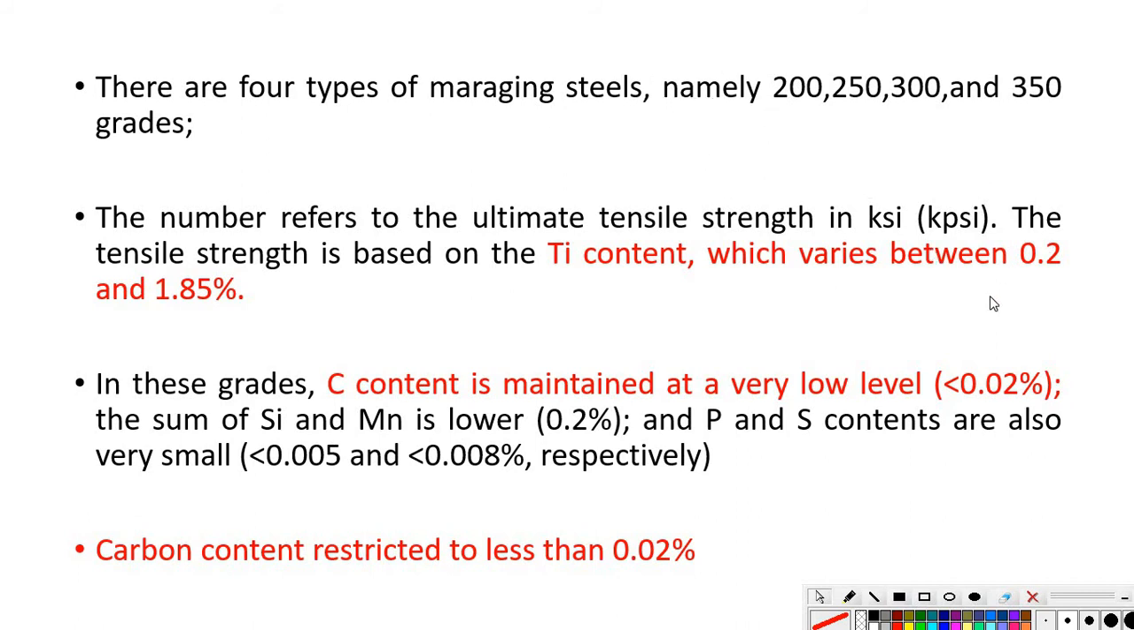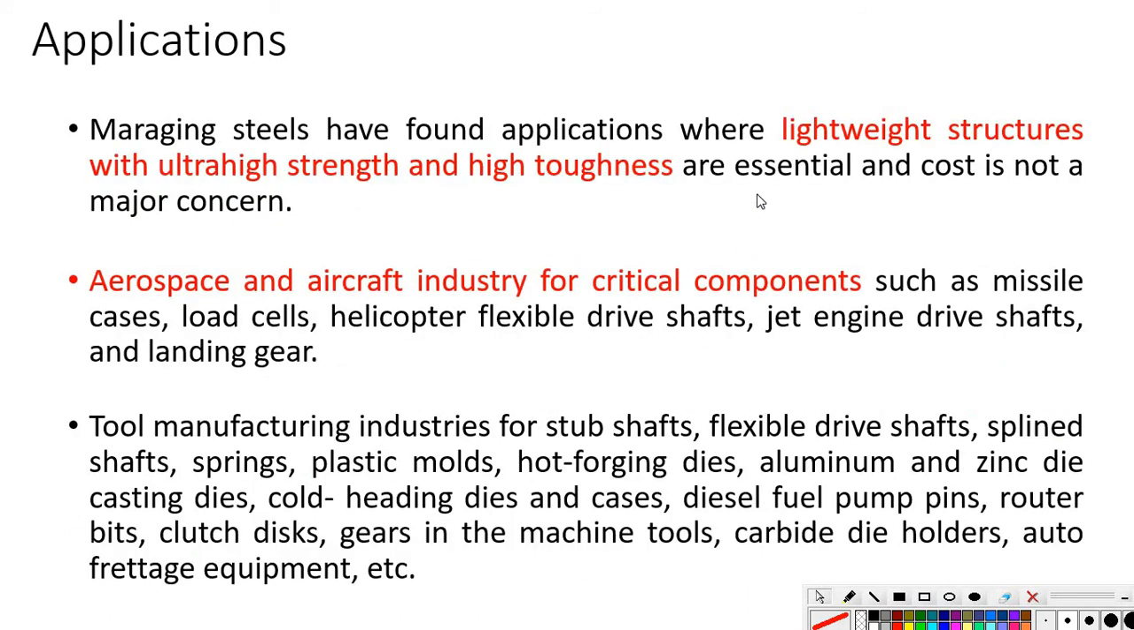So these are the grades, and the carbon content is very low, less than 0.2%. Very lightweight structures can be made with very high strength, hardness, toughness, etc. That is one of the important applications of maraging steel, and it can be used in the aerospace area. We can see different applications in missiles, load cells, helicopter flexible drive shafts, jet engine drive shafts, and landing gears of aircraft. Everywhere we can use maraging steel because of its very high strength and toughness.